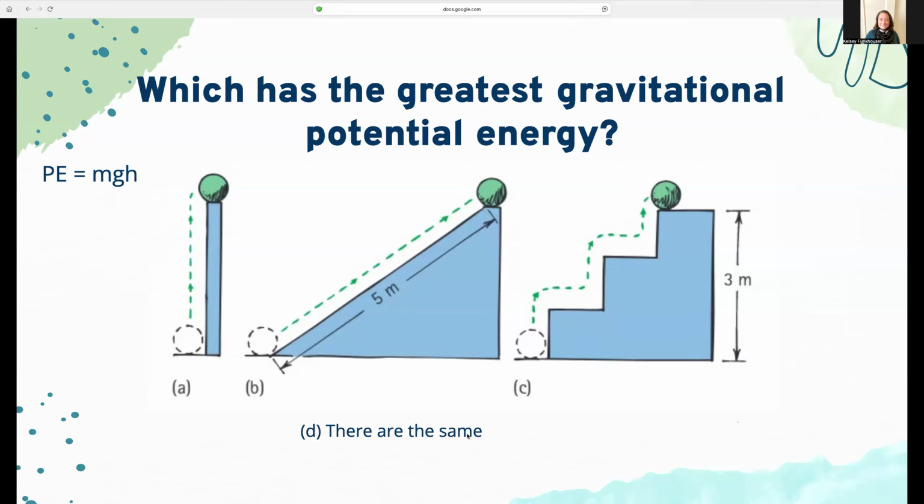So the answer here is D. They all have the same gravitational potential energy because they have the same mass and they are at the same height.